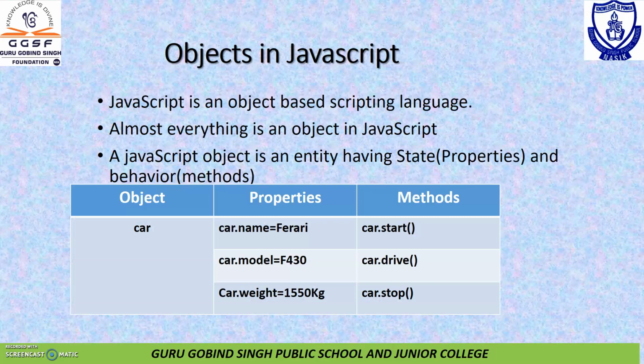Objects in JavaScript. So what is an object? Any entity, as we have seen, it is an object-oriented scripting language. Any entity in real life is called an object. So everything is an object in JavaScript. Just correlate it with a real life example. Car is one of the objects and its properties can be its name, its model, its weight, its color. These are the properties of the car object.